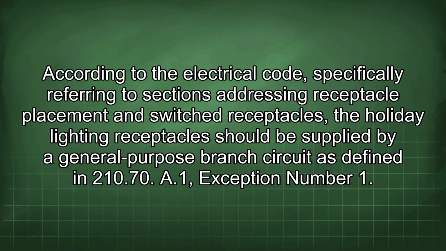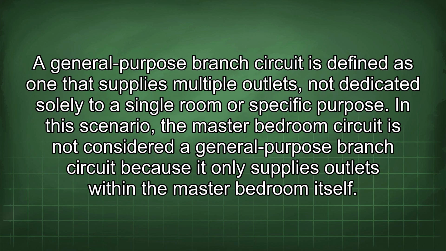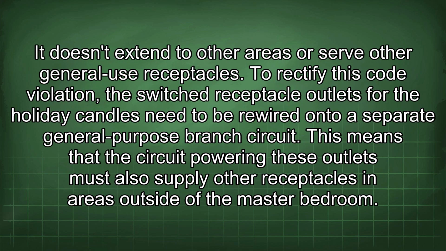According to the electrical code, specifically referring to sections addressing receptacle placement in switched receptacles, a holiday lighting receptacle should be supplied by a general-purpose branch circuit as defined in 210.70(A)(1) Exception number 1. A general-purpose branch circuit is defined as one that supplies multiple outlets, not dedicated solely to a single room or specific purpose. In this scenario, the master bedroom circuit is not considered a general-purpose branch circuit because it only supplies outlets within the master bedroom itself. It doesn't extend to other areas or serve other general-use receptacles.